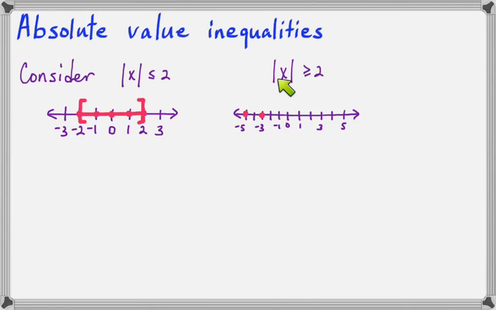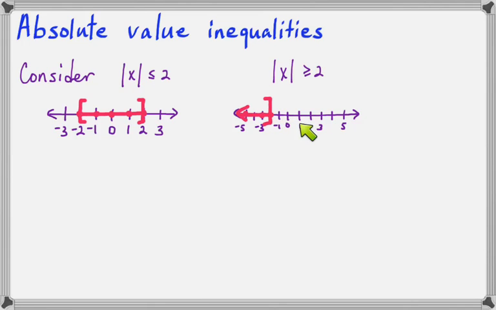Now let's plug in negative 2. The absolute value of negative 2 is positive 2. That is greater than or equal to positive 2. Now plug in negative 1. The absolute value of negative 1 is positive 1, but that is not greater than 2. So I can't graph the negative 1. My graph seems to stop right here at negative 2.